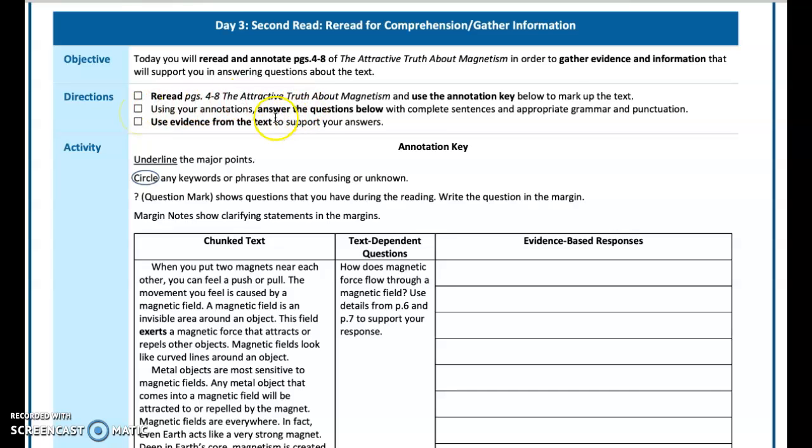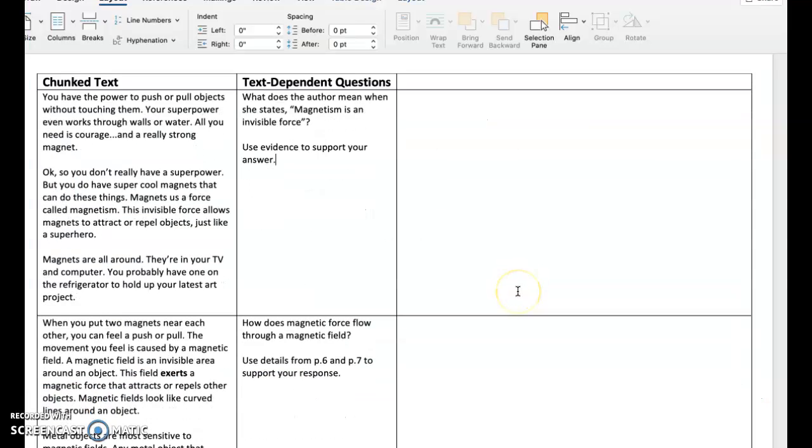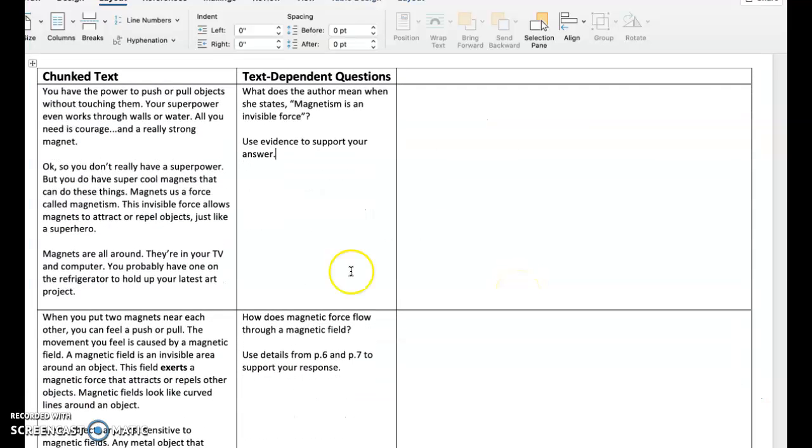Using your annotations, answer the questions below with complete sentences and appropriate grammar and punctuation. Use evidence from the text to support your answers. Are you ready to try? Alright, so let's look at our first example. You have the power to push or pull objects without touching them. Your superpower even works through walls or water. All you need is courage and a really strong magnet.